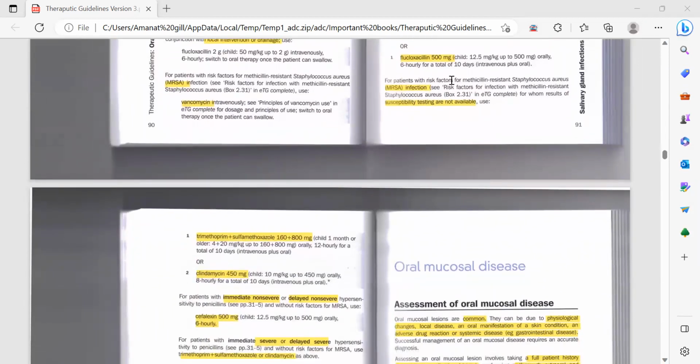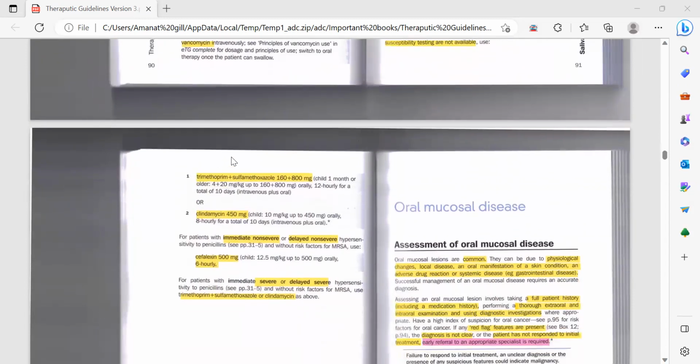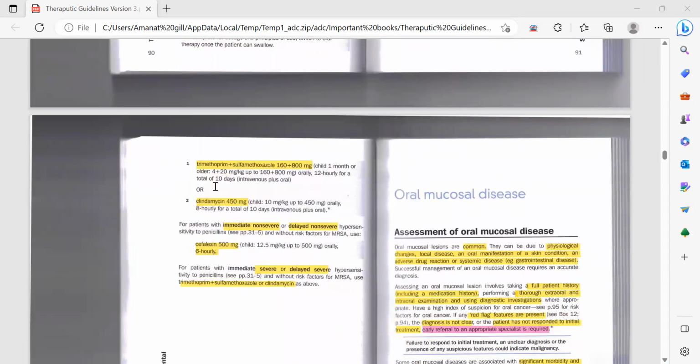For patients with risk factors for methicillin-resistant Staphylococcus aureus, which is MRSA, if you need to give them the oral dose, then you can give them trimethoprim plus sulfamethoxazole, or you can prescribe them clindamycin 450 milligram orally. So here the oral dose is different from the odontogenic infection dose, which is 300 milligram.